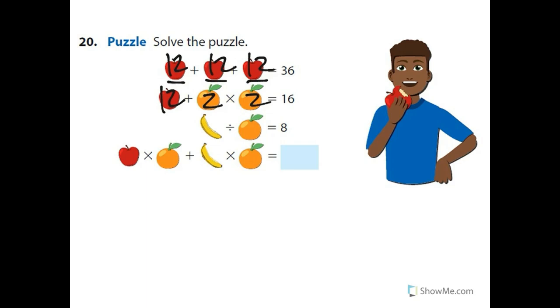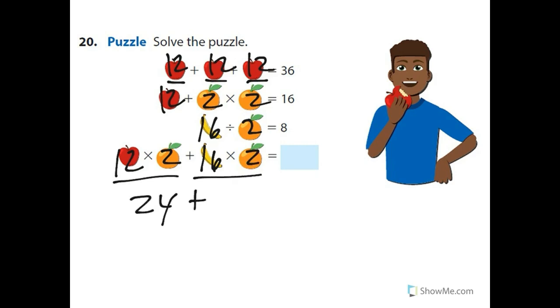Alright, and then I've got my 2. Something divided by 2 is 8. Well, I know that 16 divided by 2 is 8, so now I've got all my numbers. Let's put them in. I've got 12 times 2 plus 16 times 2. So 12 times 2 is 24.